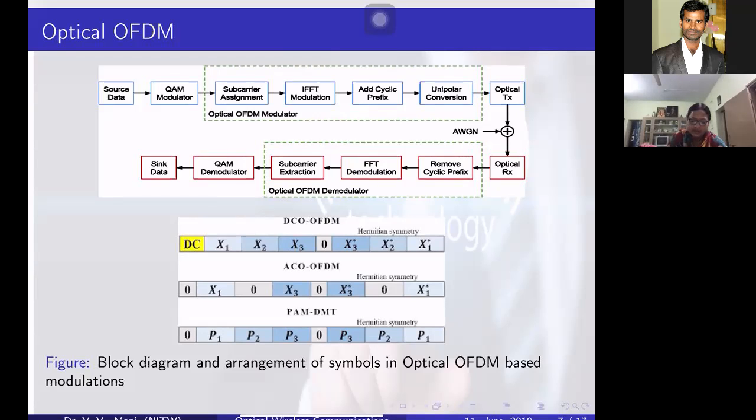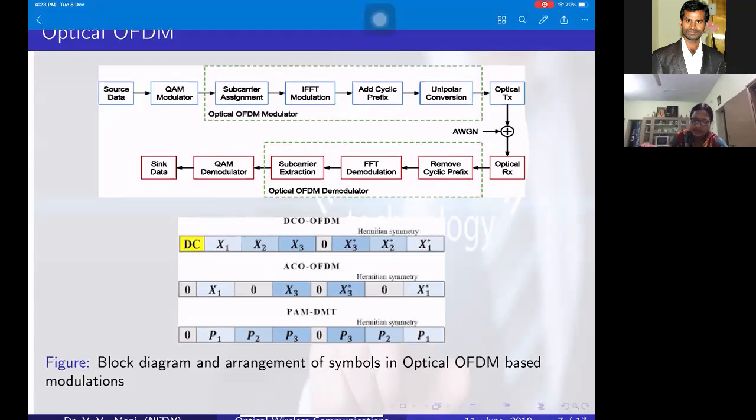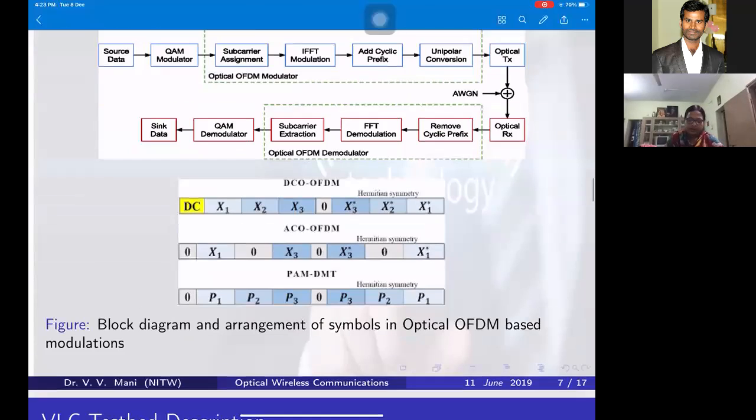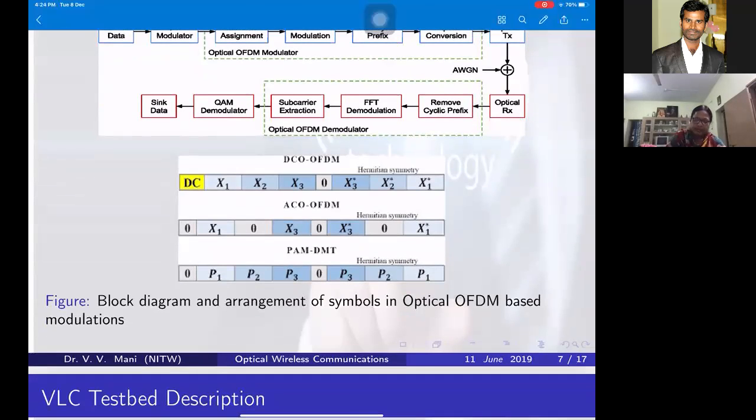Similarly, in the receiver, we use subcarrier extraction, because assignment is done, so extraction is done. Then unipolar conversion is not required, because it already falls on the optical device. I take care of my unipolar output. So I'll call it DCO OFDM, direct current optical OFDM.